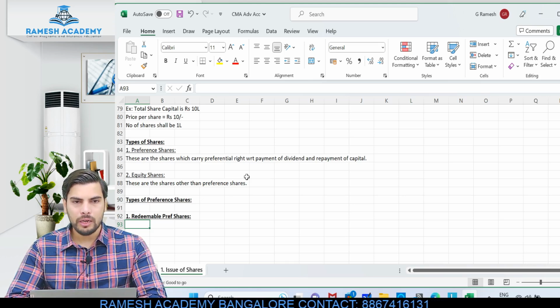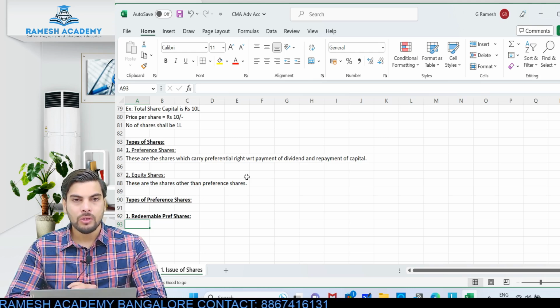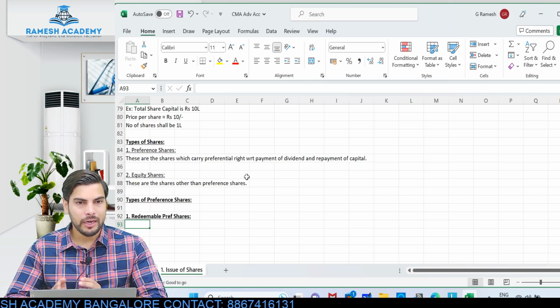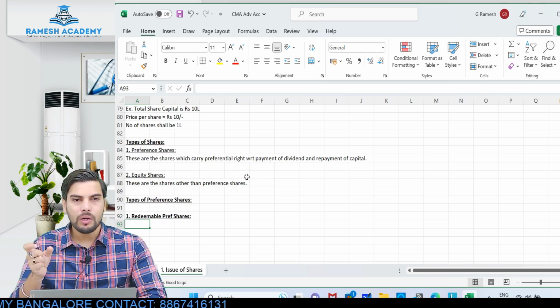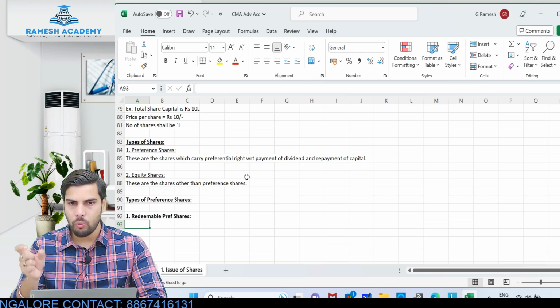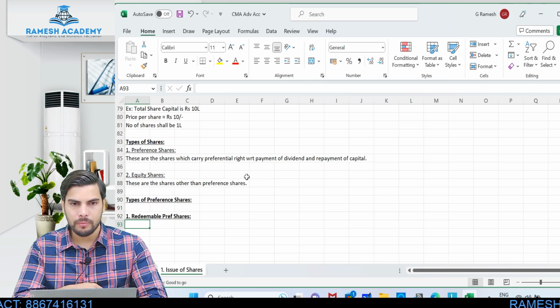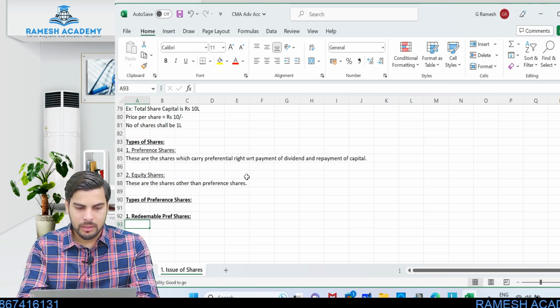Now what about irredeemable preference shares? When will they get back the amount they contributed initially? These irredeemable preference shares holders will get back the money only in the event of liquidation or winding up. Until the company is liquidated, they will not get back their amount. Clear? Let me write the meaning of redeemable preference shares.